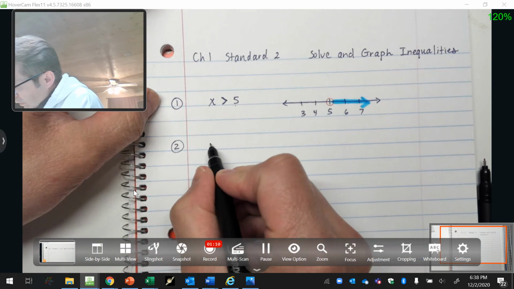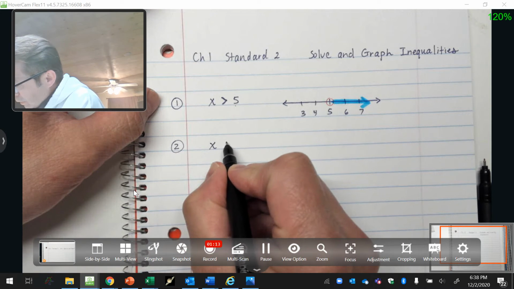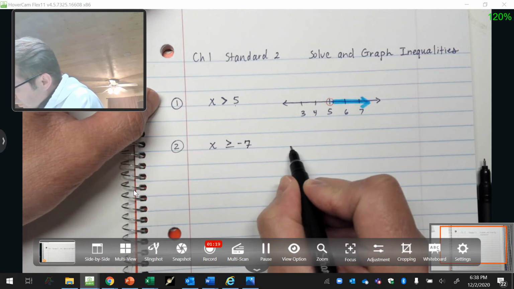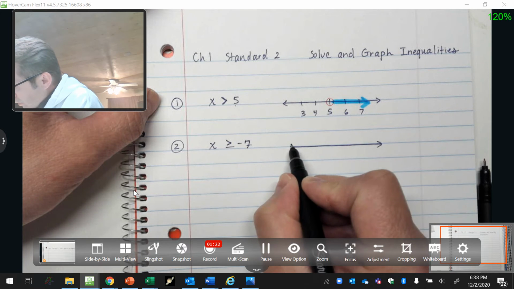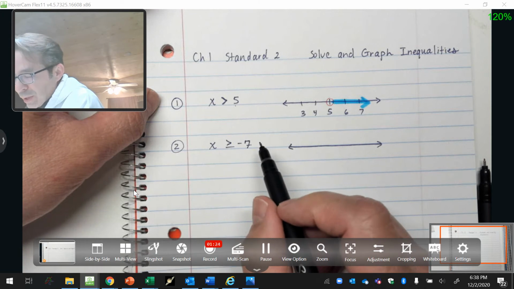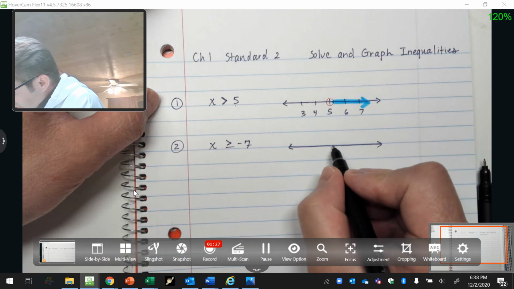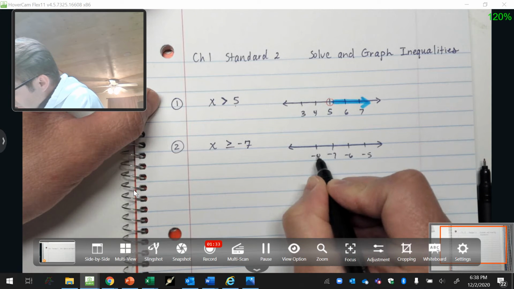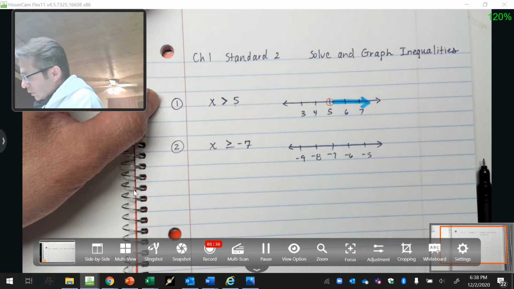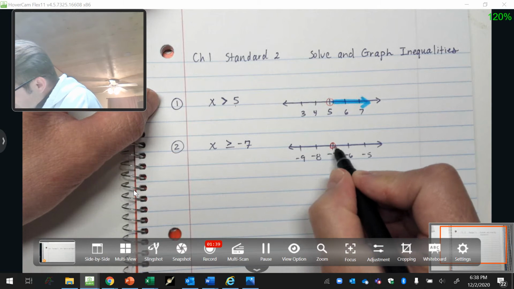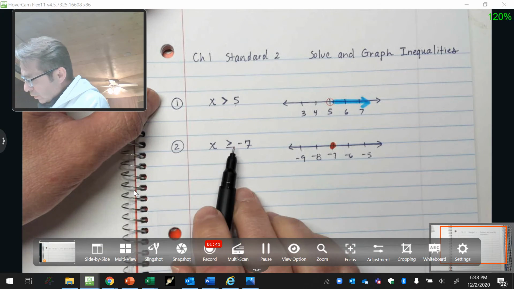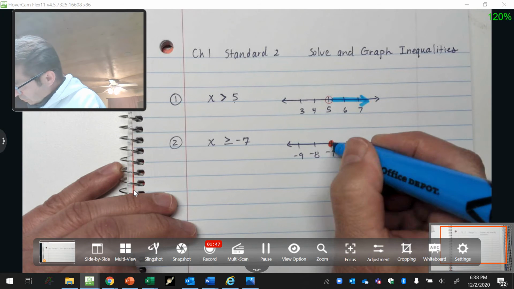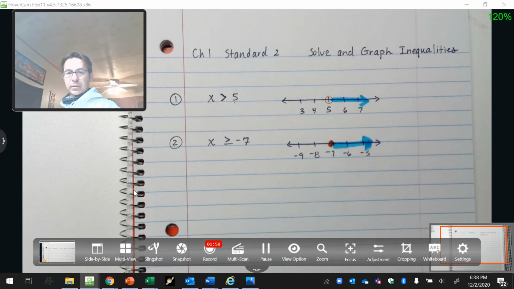Number 2. Let's say we have x is greater than or equal to -7. So the only difference between greater than, or equal to is now you're going to have a closed circle. -7, -6, -5, -8, -9. So now we need a closed circle, and greater than is still to the right. Voila.